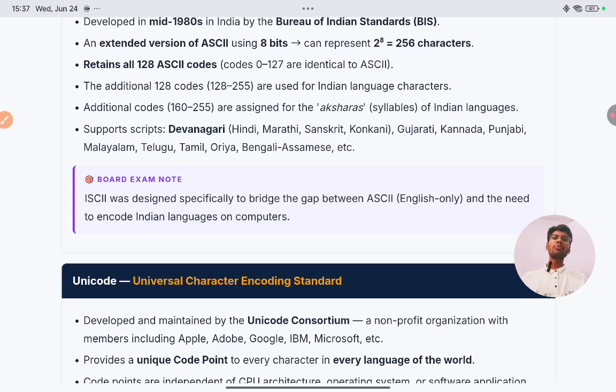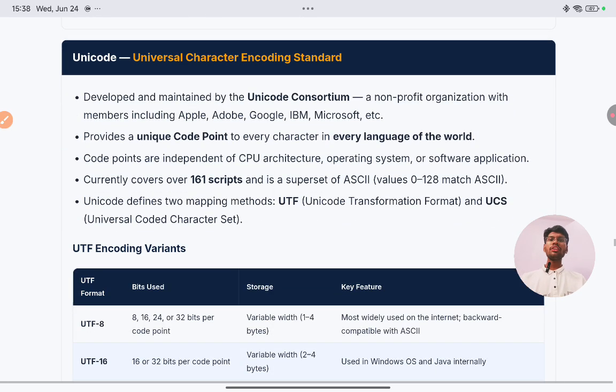ISCII was designed specifically to bridge the gap between ASCII and the need to encode Indian languages on computers. Then there is Unicode, or the Universal Character Encoding Standard, developed and maintained by the Unicode Consortium, a non-profit organization with members. Big tech companies are members here. It provides a unique code point to every character in every language of the world.